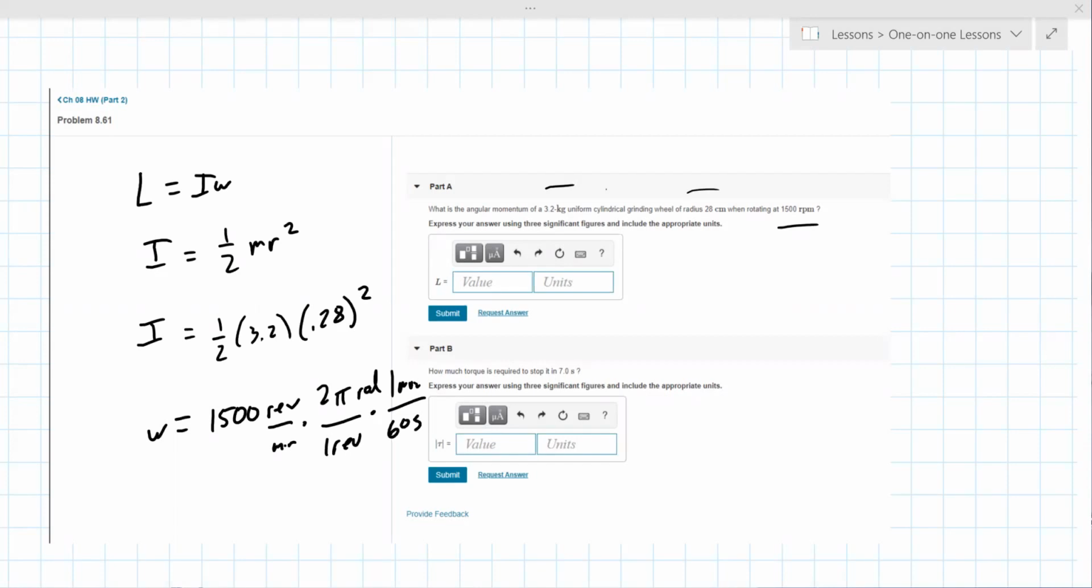So I get 19.74. It says 3 digits, so I get 19.7. The units. Let's see. This is where it gets kind of iffy. Kilograms meters squared. Kilogram meters squared. All right. Times meter squared, yeah.